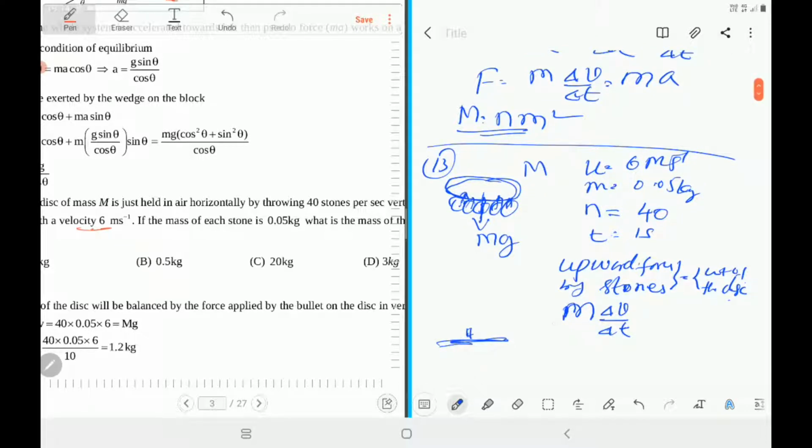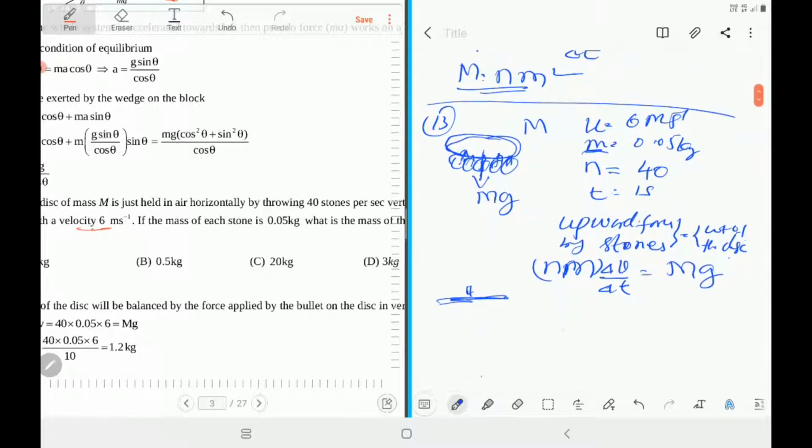Now, what is mass? Mass is not just m. It is n times m. m is the mass of each stone. There are n such stones hitting the disk per second. That's why the total mass is nm. That is equal to the weight of the disk, mg. You have to solve for m.